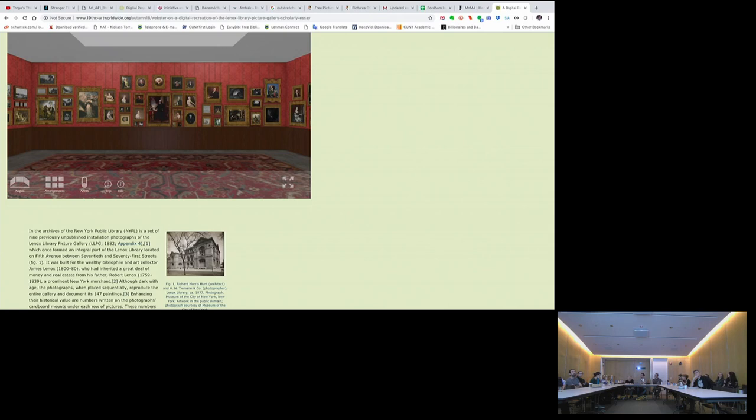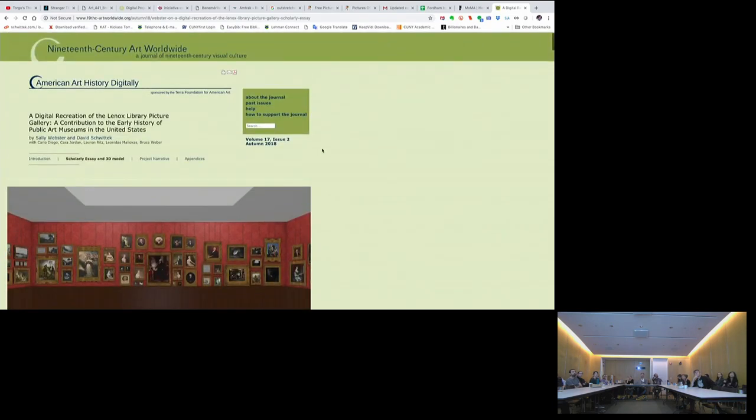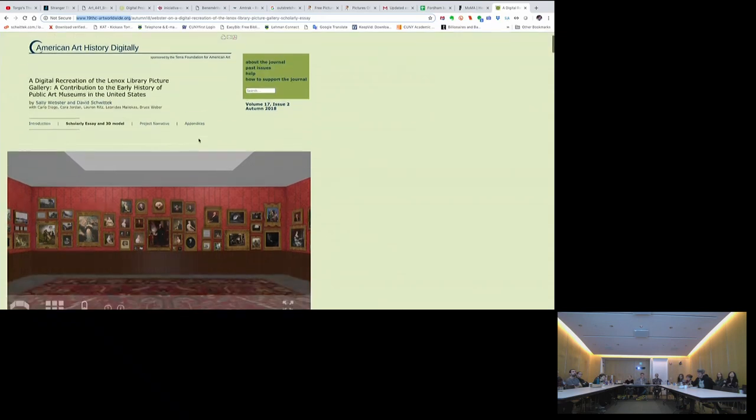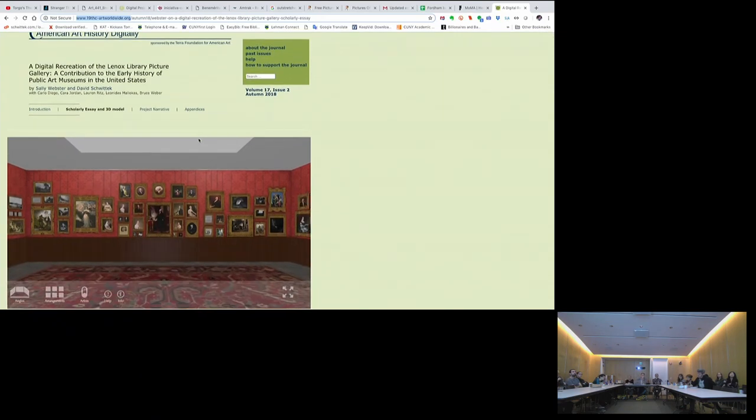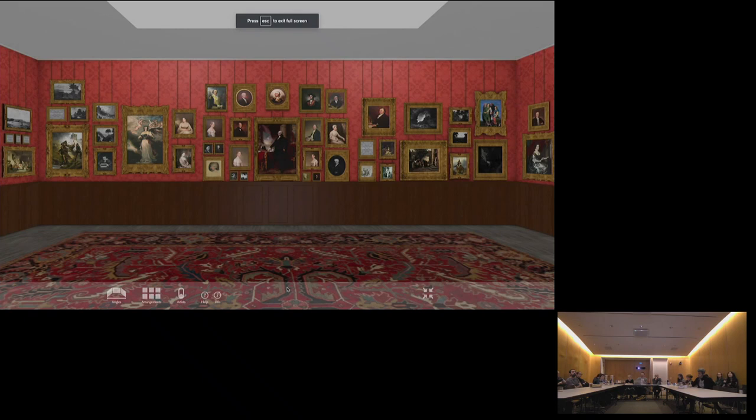Now, do you want to walk us through it? So before I start, this is a screenshot from the website. You can get to this very easily, just search 19th Century Art Worldwide, and it'll bring you right up to their homepage, and then you have to click a little bit to get to this, which is the scholarly essay and 3D model. So, as I said in my introductory words, the challenge for an academic art historian, which I am, is how do I use this as a teaching tool? Or is it just a pretty thing to look at and to play with? Could you click on George Washington there by Gilbert Stuart?